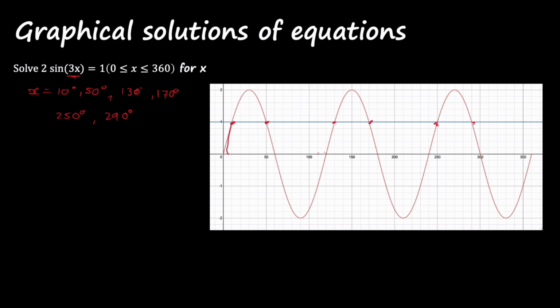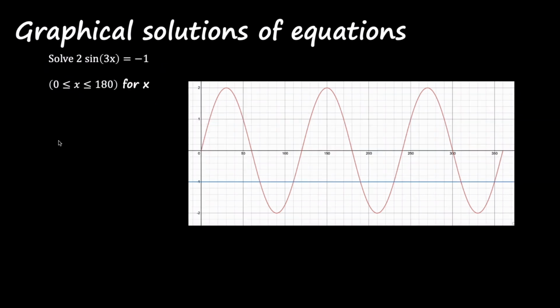So I'm going to do another example and see if you can spot the difference, what we're interested in here. I want you to solve 2 sine 3x, so the same equation, but I want to know where it's equal to -1. And this is the point that you need to be really careful with. It's only asking for the answer between 0 and 180 degrees. So where is it equal to -1?